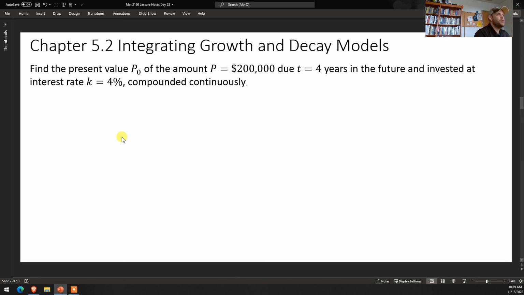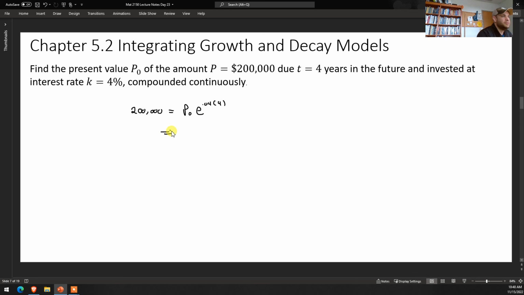So now let's think about how do we go in the opposite direction? We're given the future amount, and we want to find the present value, the initial amount in the account, so that we ended up with $200,000. That means that we have 200,000 is equal to the initial amount times e raised to the 0.04 interest rate multiplied by 4 years here.